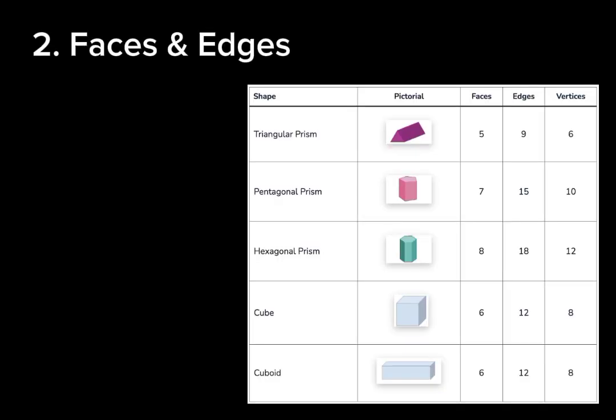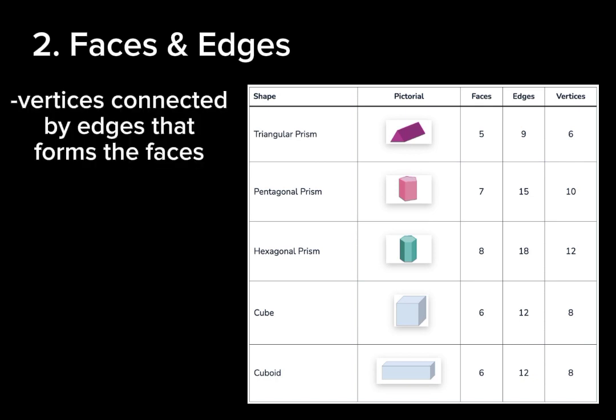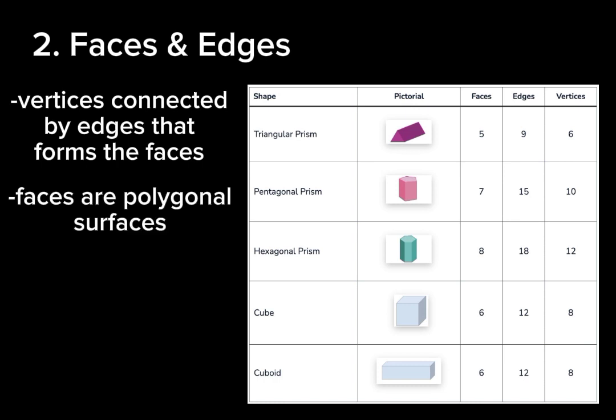Number 2. Faces and edges. The vertices are connected by edges, which form the boundaries of the faces. Faces are the polygonal surfaces that make up the object's shape, typically triangles or quadrilaterals.